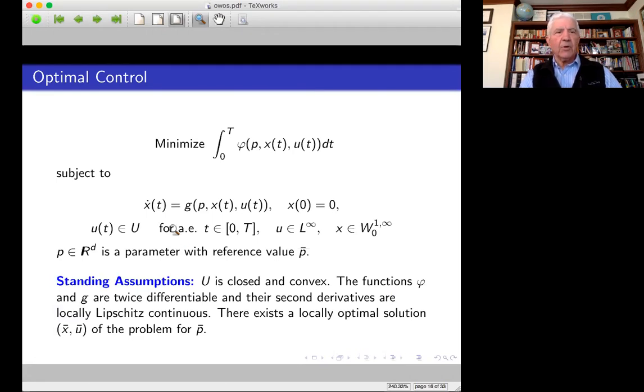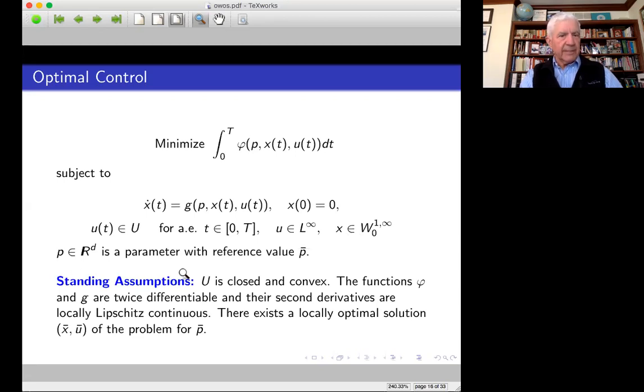And now we are coming to optimal control. We consider a standard optimal control problem, minimizing the integral cost subject to a nonlinear state equation and control constraints. We don't assume the presence of state constraints, just control constraints, which are represented by a convex closed set capital U. The usual spaces for control and state are assumed, and P is a parameter.